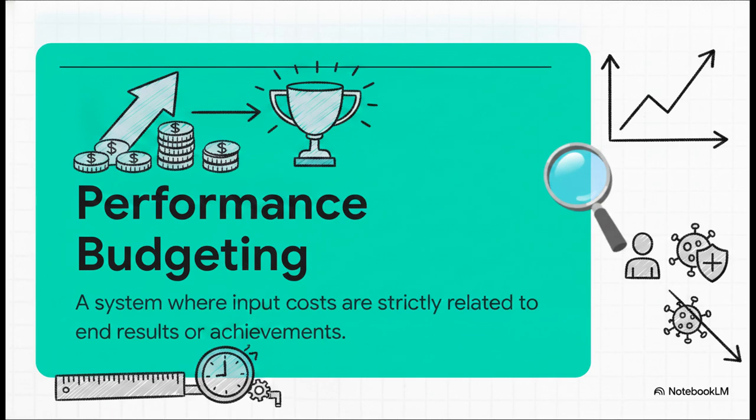For example, if you run a nonprofit health program, your performance budget isn't just saying you spent $50,000 on medical supplies. No, it's stating that you spent $50,000 to achieve a 20% reduction in local disease rates. It relates the input costs directly to the end result.